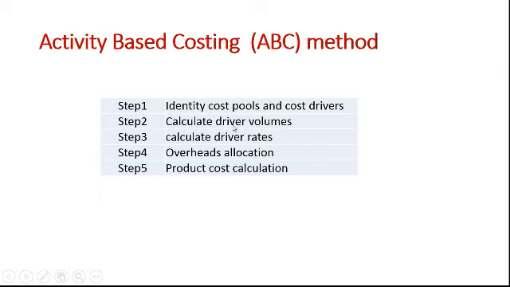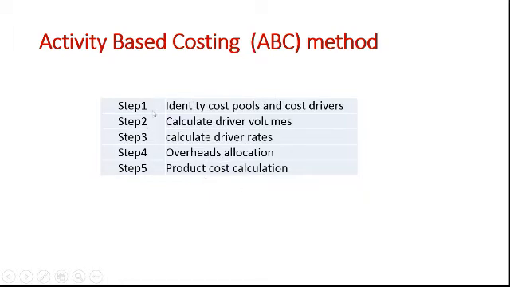Then we work out driver volumes. That is simply the level of activity, so how many units of that activity are taking place. Then once we know driver volumes and we know the total cost in that particular activity, from that we work out the driver rate. And using that driver rate we work out our overheads allocation, that is how much should go to this product and how much should go to the other product. And you get the product cost calculation based on this allocation.